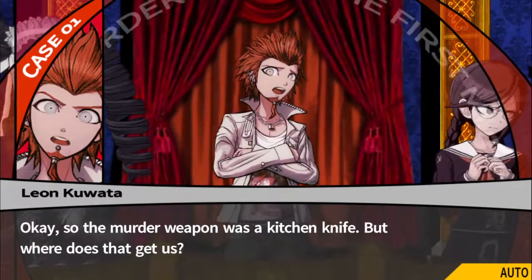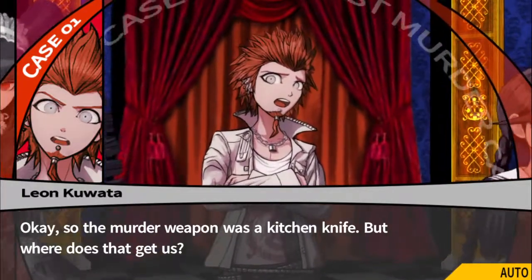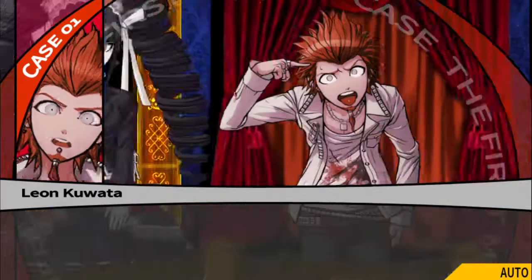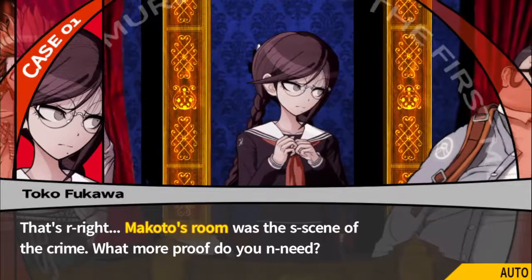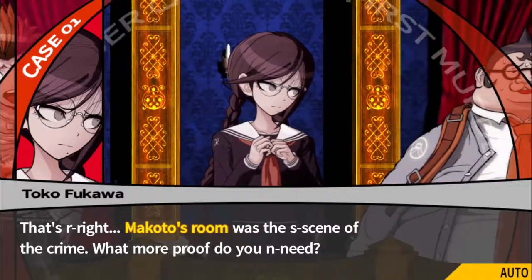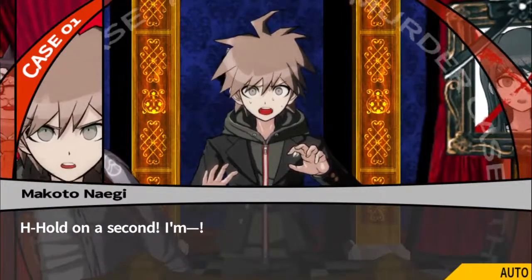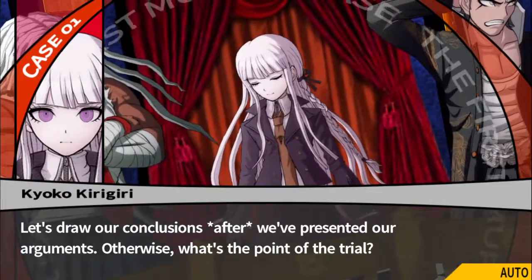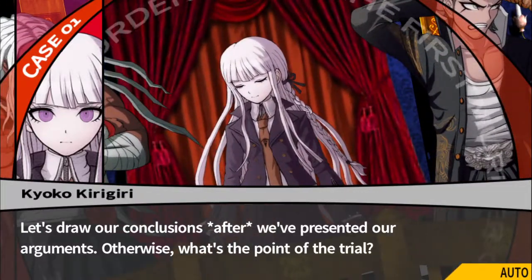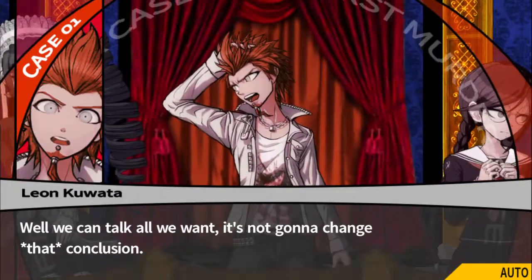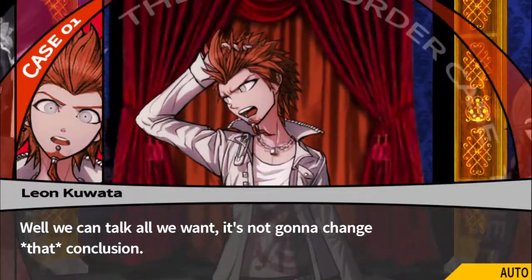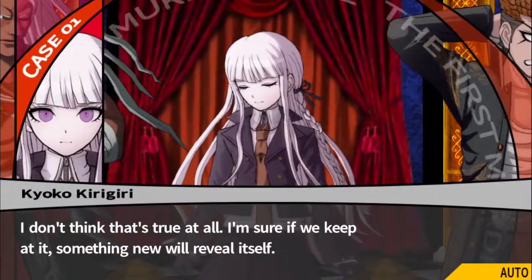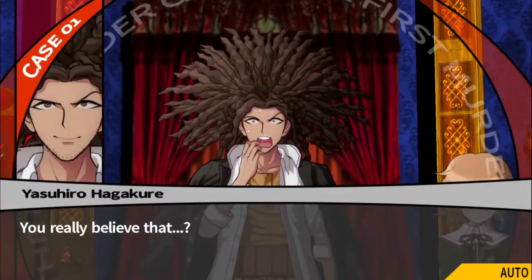Okay, so the murder weapon was a kitchen knife, but where does that get us? I mean, we all know Makoto killed her, right? That's right. Makoto's room was the scene of the crime. What more proof do you need? Hold on a second. Let's draw our conclusions after we've presented our arguments. Otherwise, what's the point of the trial? Well, we can talk all we want. It's not going to change that conclusion. I don't think that's true at all. I'm sure if we keep at it, something new will reveal itself. You really believe that?